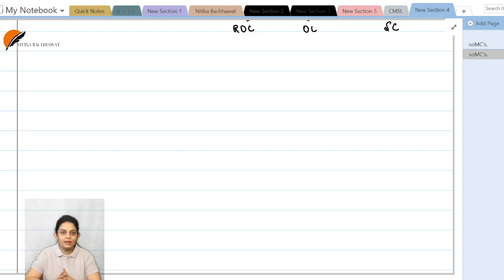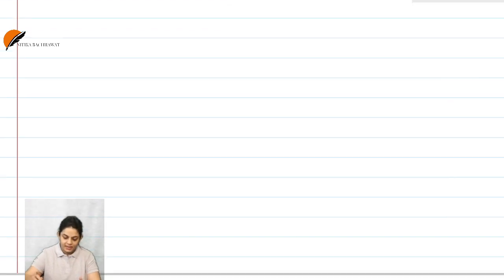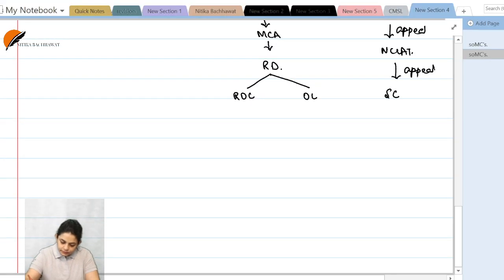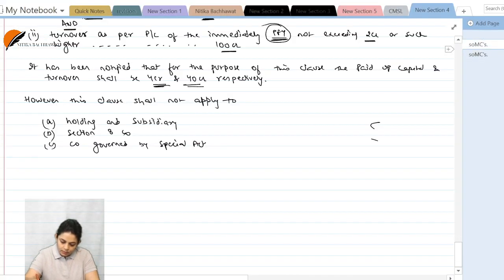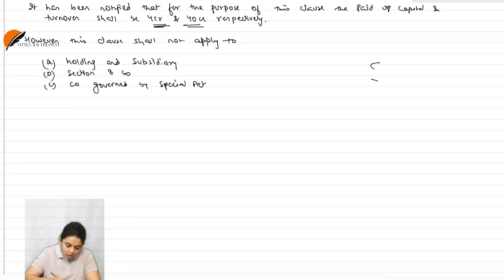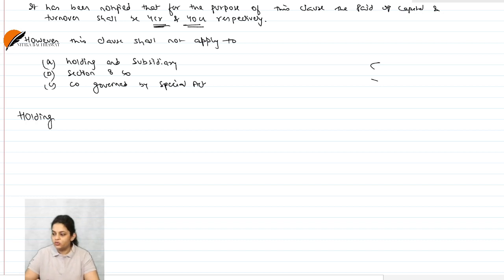So in the last class, we had discussed the different types of companies on the basis of number of members and size. Moving on to the next one. What we are going to do now is discuss the different types of companies on the basis of control. On the basis of control, we have three types of company: holding, subsidiary and associate. Let's start with the first one, holding.